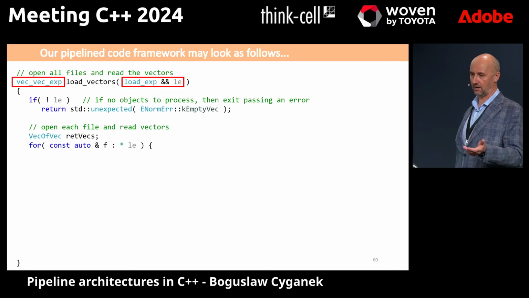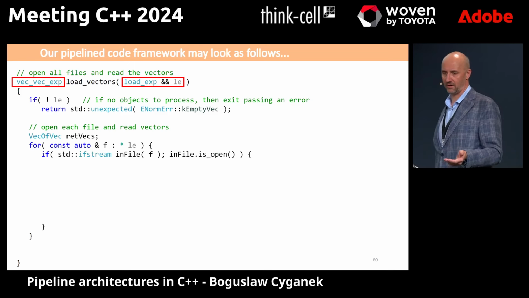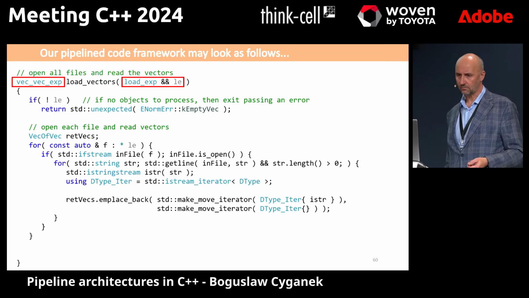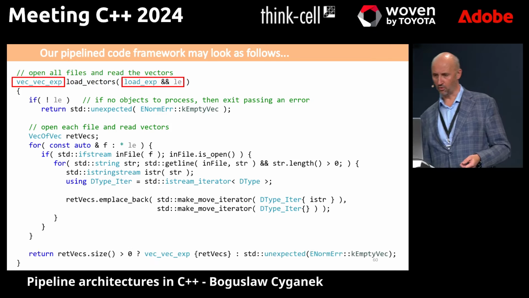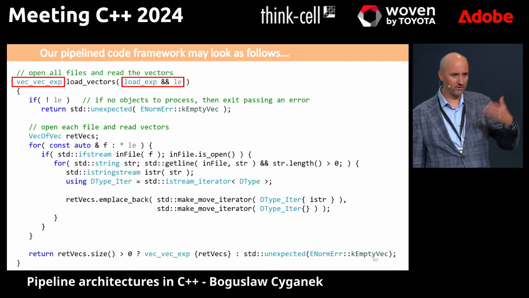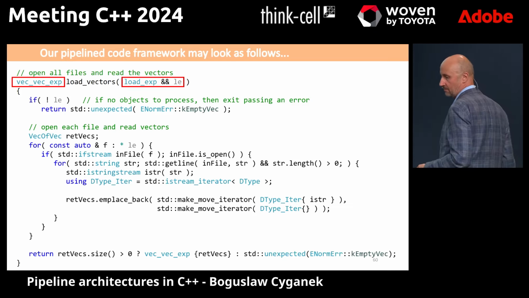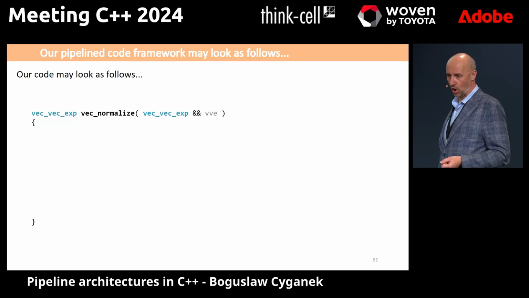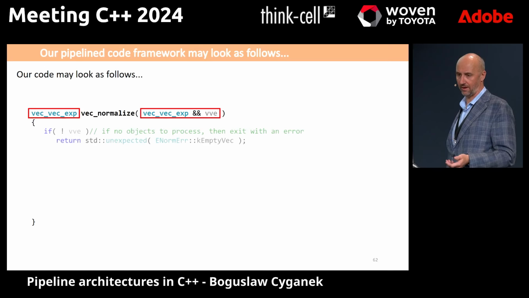Again, I check if there is an object. If there is, I can traverse, I can open each file, then I can read with this make move iterator, and we return, let's say, a vector. It is not a matrix, maybe we can say matrix, but it's a vector of vectors. And normalize, we already saw this, so we can use that function, but we build the framework here.